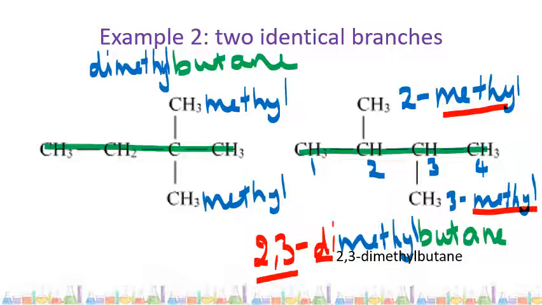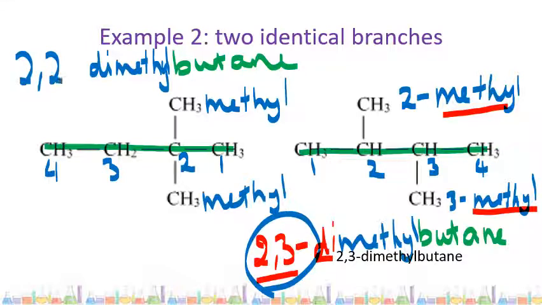And now we just need to work out the numbers. So we need to number it again, starting with the carbon closest to the side chains. So that would be from this side, 1, 2, 3, 4. So they are both on number 2. So I would name it the exact same way as I did with the other one, but this time it will just be 2,2-dimethylbutane. And that's the final name for that one.